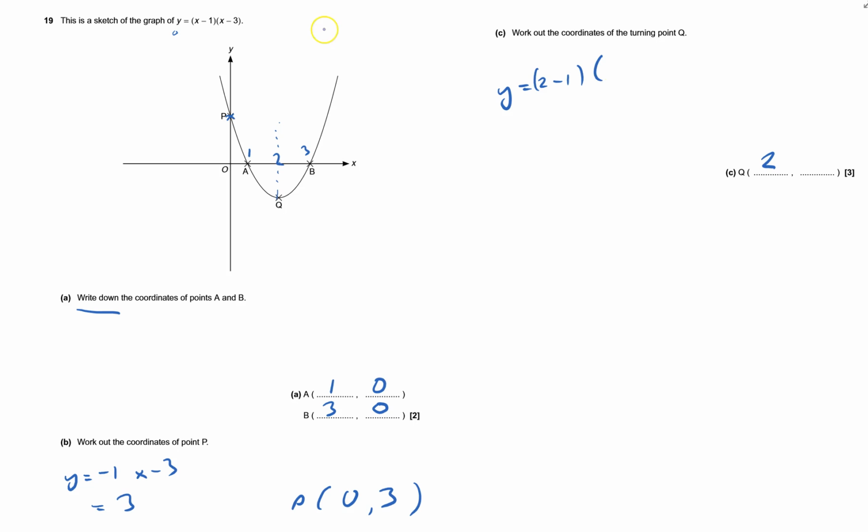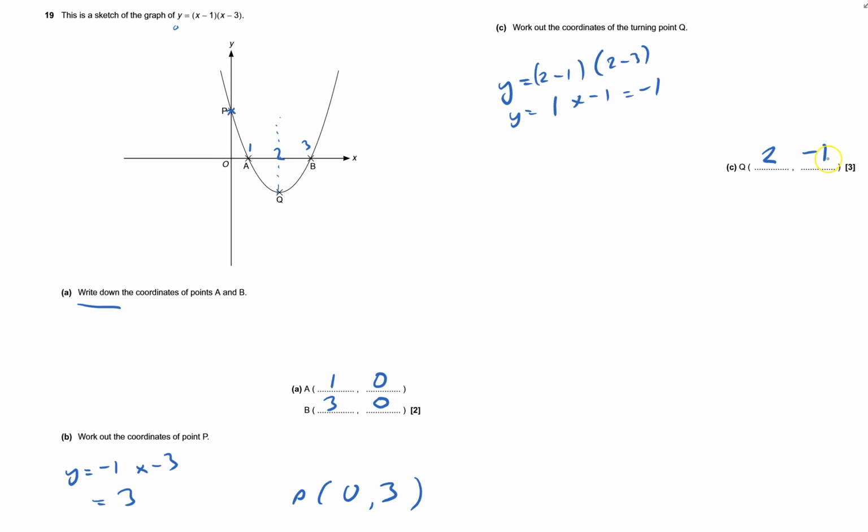times by 2 minus 3, and so y will equal 2 minus 1 is 1, times by 2 minus 3 is minus 1, and 1 times minus 1 is minus 1. And so it gets to (2, minus 1) as the coordinates.